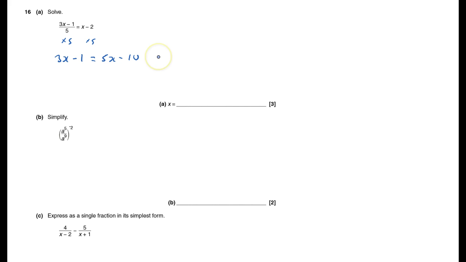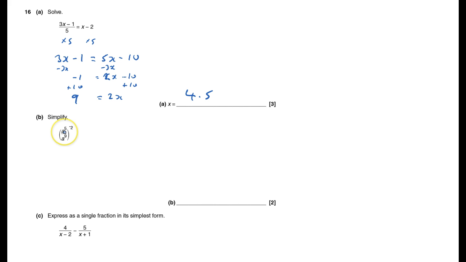I always work out which one's got the most x's in. This one's got most x's, so I'll take away the 3x from there and take away 3x from there, and that'll leave me minus 1 equals 2x minus 10. And then I want to add 10 to both sides, so add 10 there, add 10 to that side, and that says that 9 equals 2x, and so x equals 4.5, 3 marks.